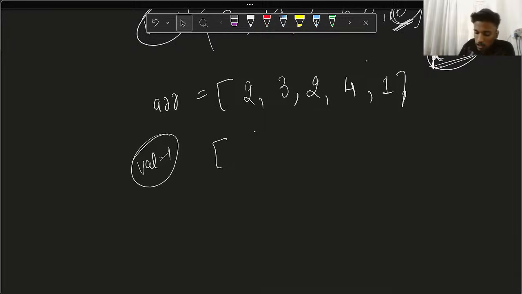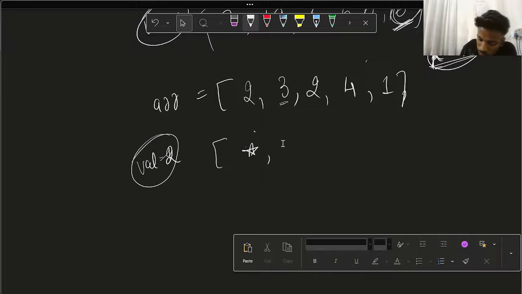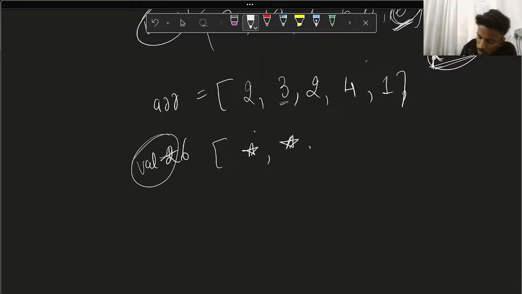One of them can be like, first of all, val equal to 1, so multiply by 2. Val becomes 2. Again you can multiply by 3, so it becomes 6. Again multiply, this time 2 comes, so I will again multiply, so it becomes 12. Again multiply, 4 comes, I will leave it unchanged. 1 comes, I will leave it. So it becomes one of the ways.